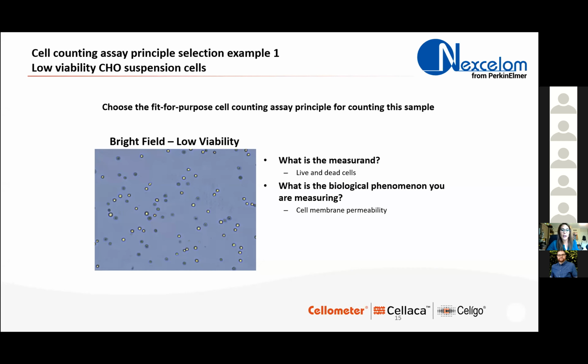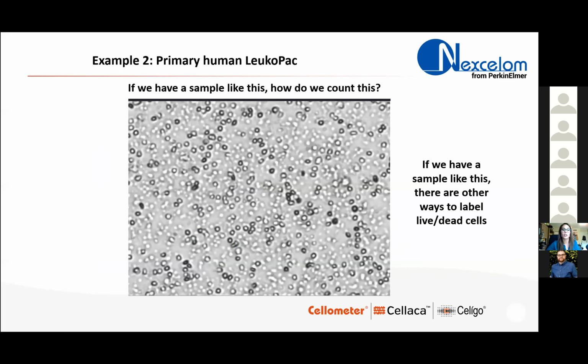We want to look at this membrane permeability as a function of trypan blue, and we want to quantify our dim dead cells and our bright viable cells. So again, choosing the fit for purpose, you have to answer all of these questions.